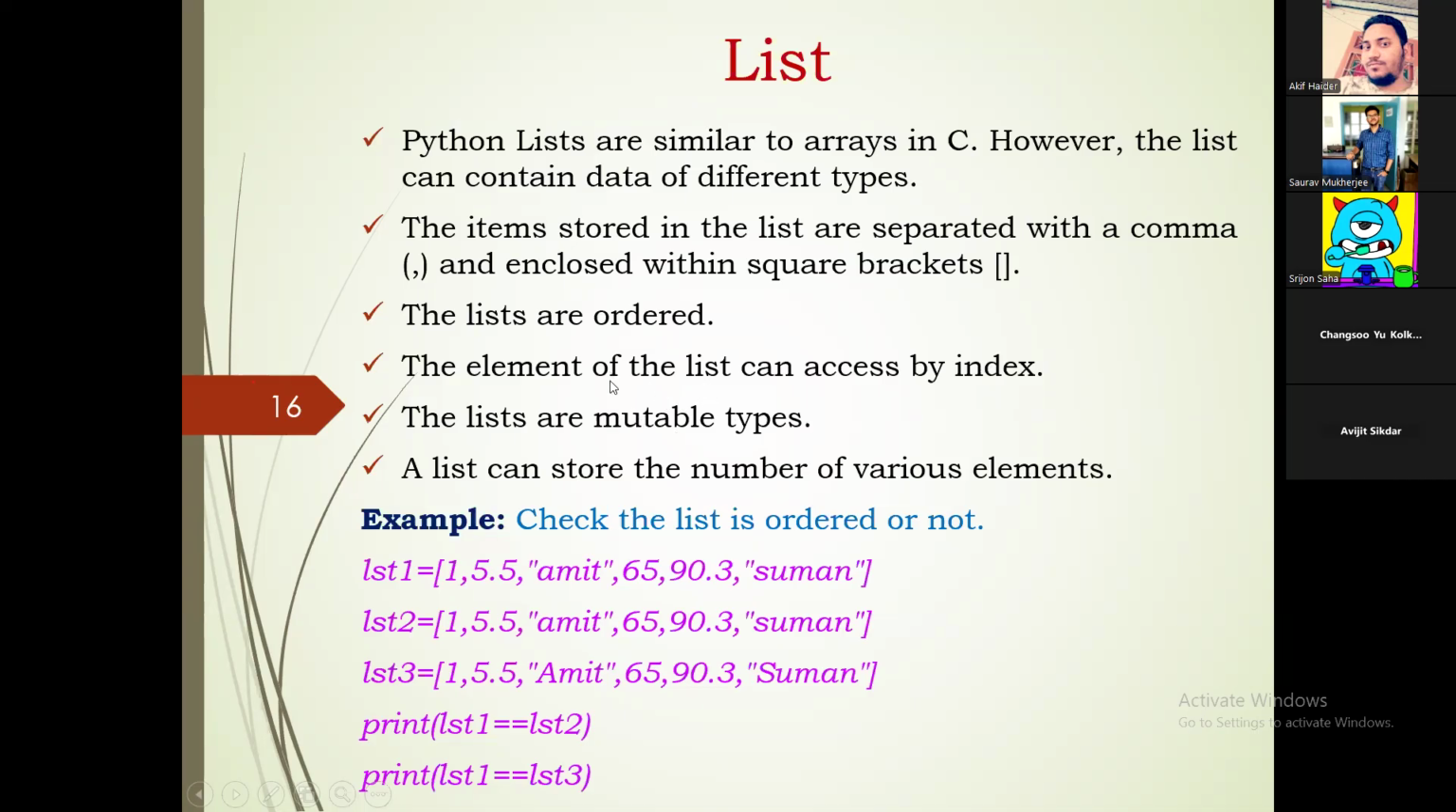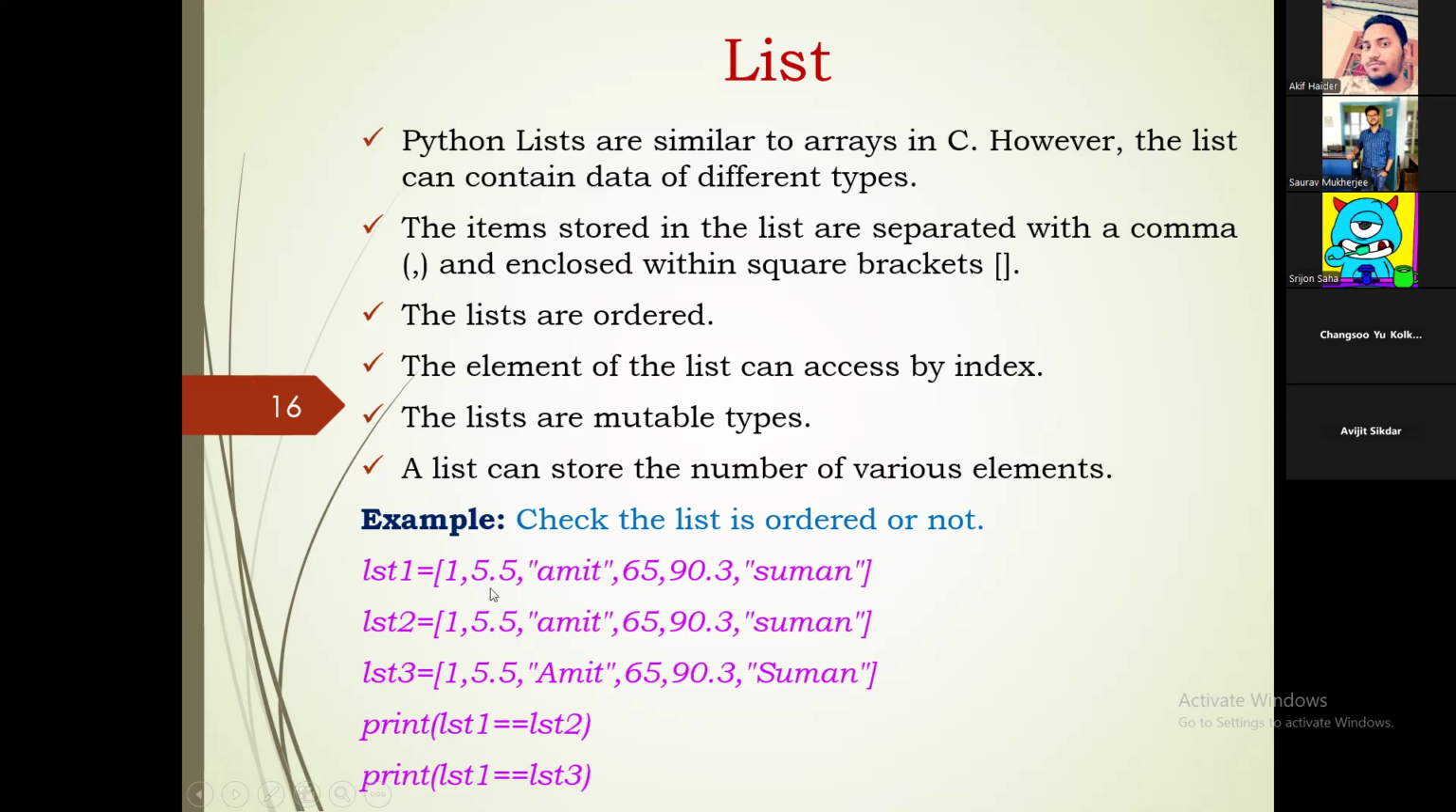And why is list important? Suppose I have taken some data set, and sometimes I can change the data. Initially I put the data using some list command in Python, but after some time I can change the data. That's why lists are mutable types. A list can store a number of various elements.